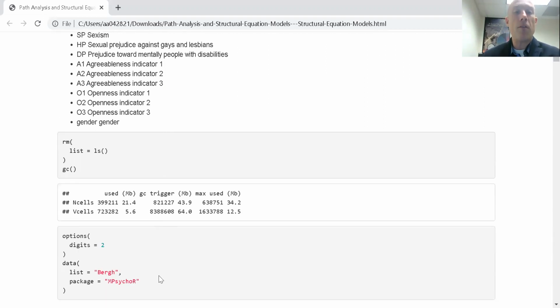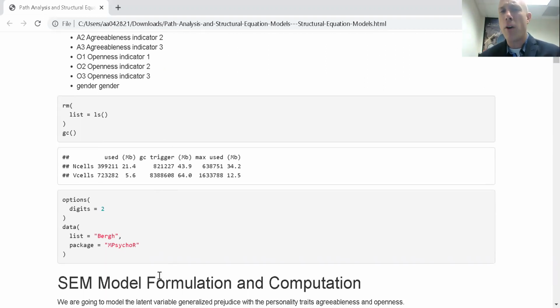In this example, my machine was acting a little bit wonky when I was running the code, so I made sure that everything was cleared before I ran it. Here I'm making sure there are no variables from previous sessions, and I'm doing a garbage collection to clean up any memory. Then here we're setting the digits to 2, and I'm loading the data. The data is coming from the MPsychoR package.